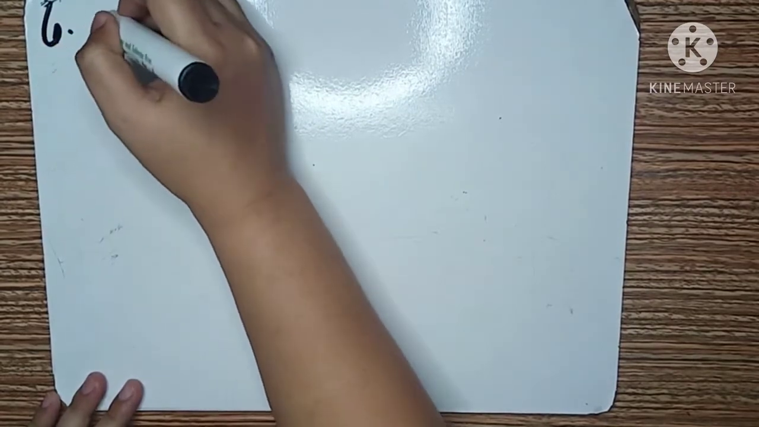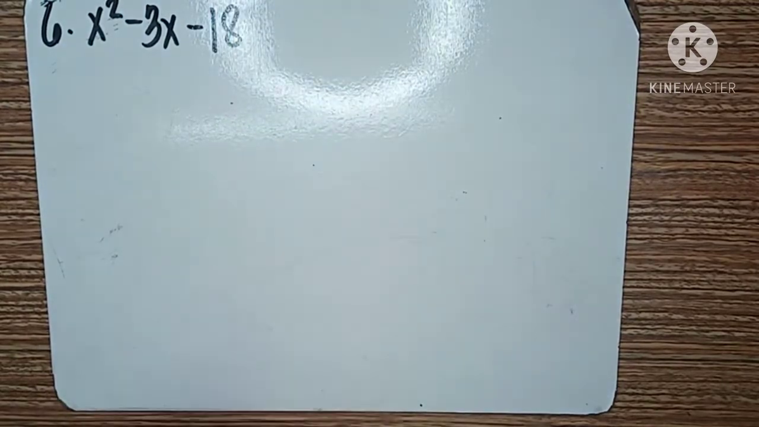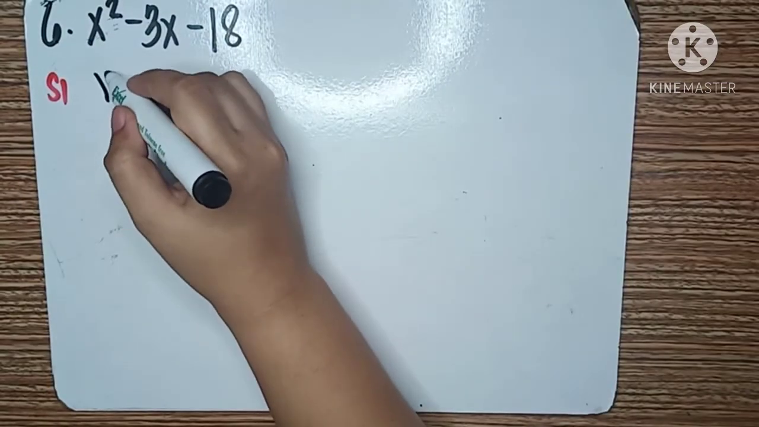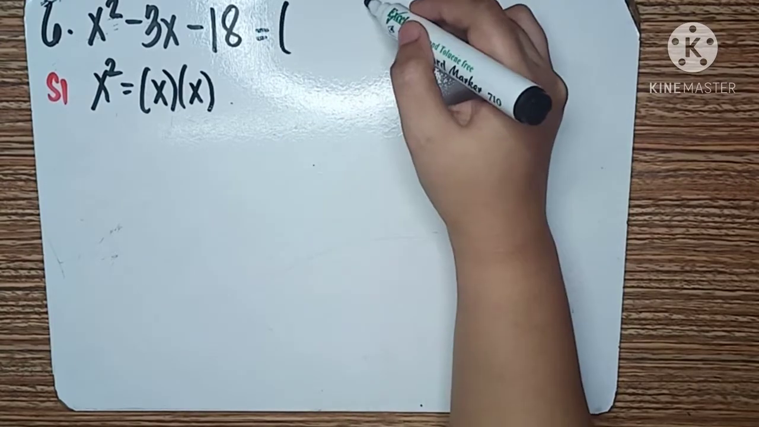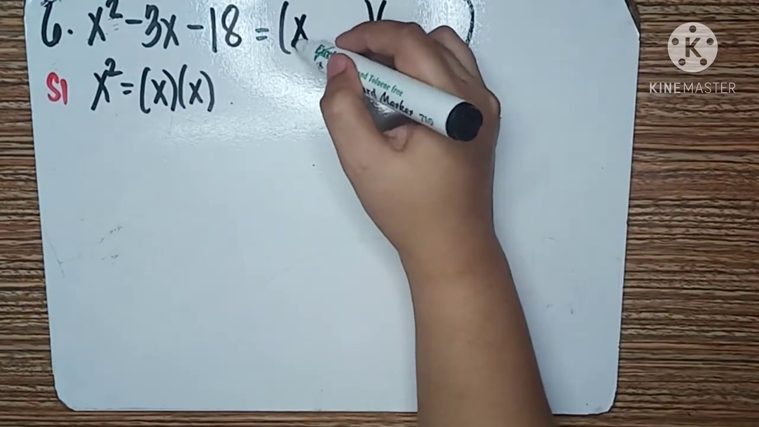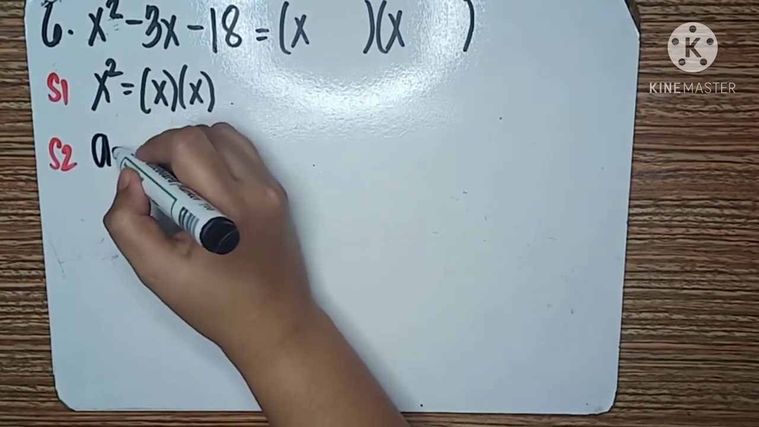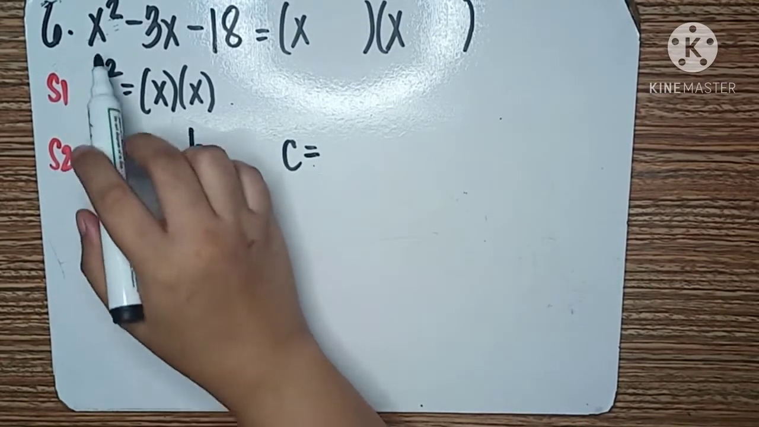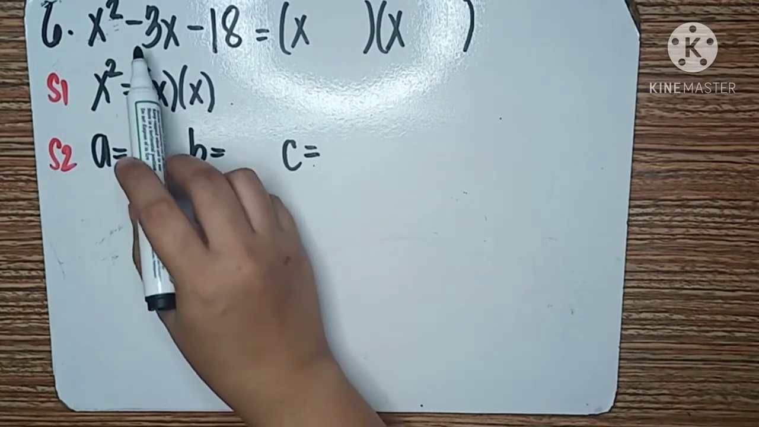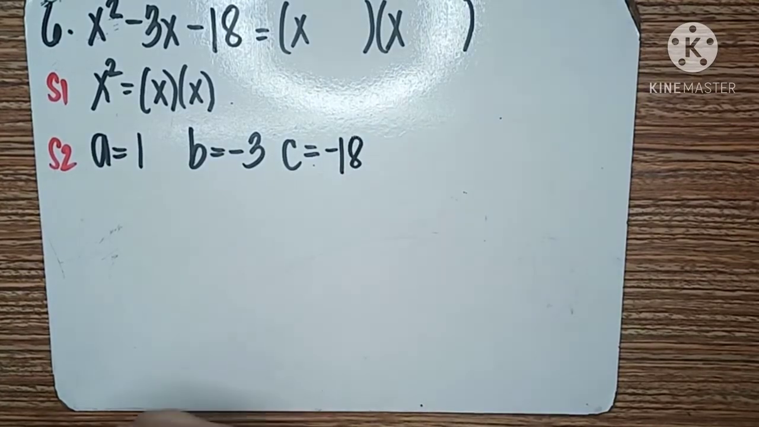Example number 6. X squared minus 3x minus 18. For step 1, we'll expand the first term, which is x squared, and this is now equal to x times x. That will become the first term of our binomial factors, x and then x. Step 2, identify the value of a, the value of b, and the value of c. The value of a is equal to 1, the value of b is equal to negative 3, and the value of c is equal to negative 18.